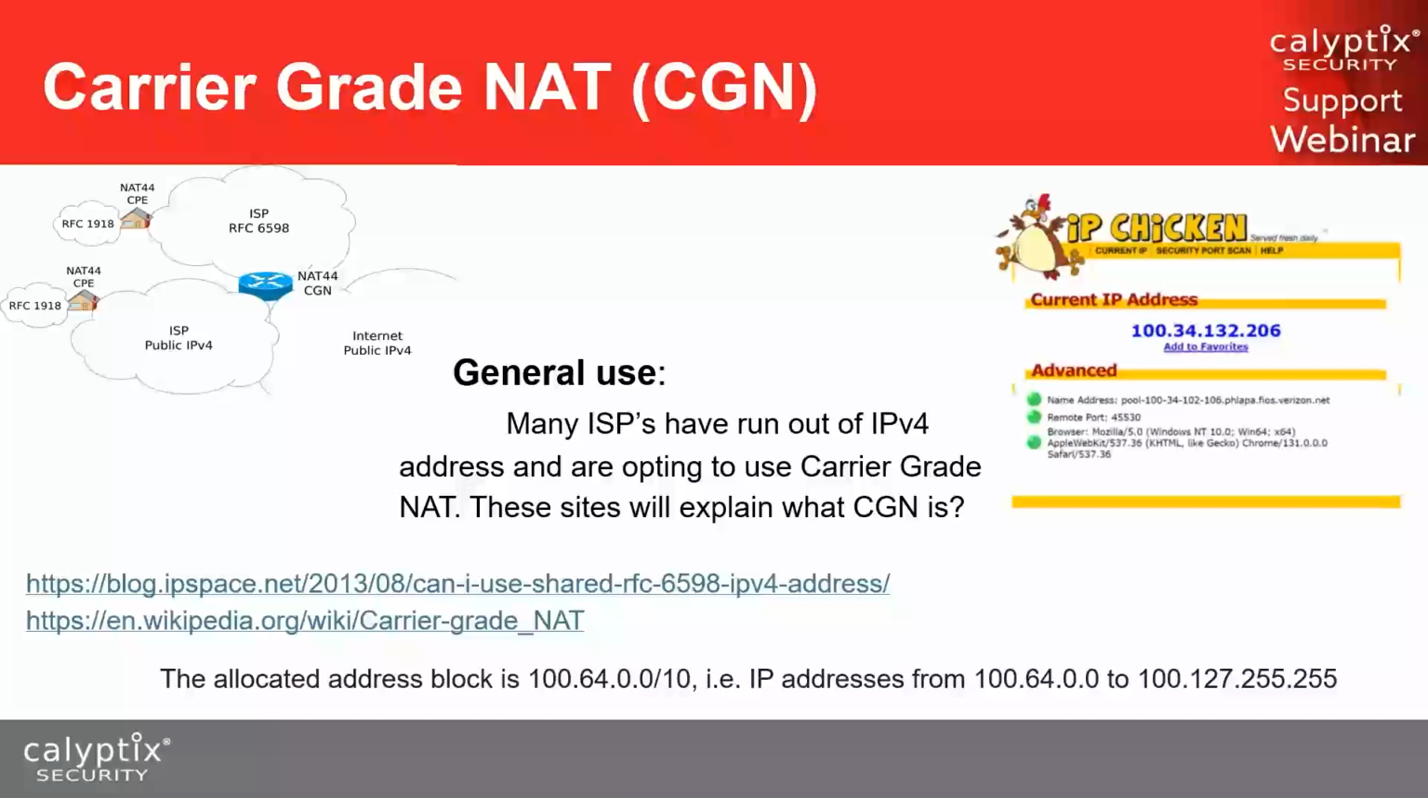The range that they're supposed to use is the 100.64 range, and it goes from 100.64 to 100.127. But as you can see, when I did my IPChicken, I was at my sister's house and they have the 100.34. So it might be outside of this range, or that just might be a public IP address that Verizon is using, Verizon Fios, but most likely carrier grade NAT is used outside of that range. But I did want you guys to be aware of that.